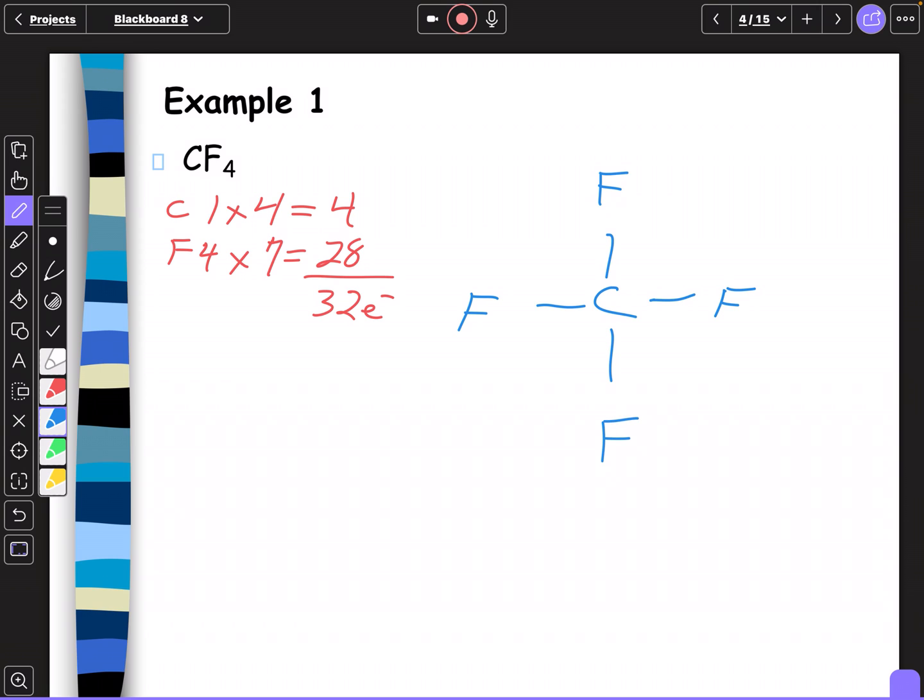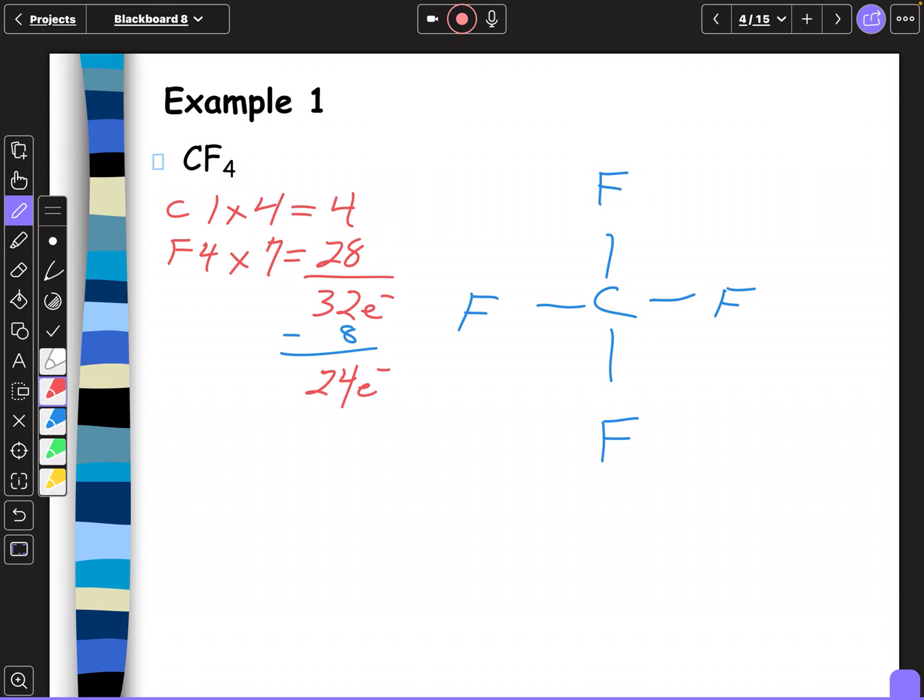Now, each one of those lines stands for 2 shared electrons. Now, I got a total of 32 electrons in there. So how many have I taken care of in the structure? Well, I got 4 lines. These stand for 2 shared electrons. That's a total of 8 electrons that I've already used up in this structure. So I got to subtract that. 32 minus 8 gives me 24. I got 24 electrons left that I have to add in there as lone pairs.